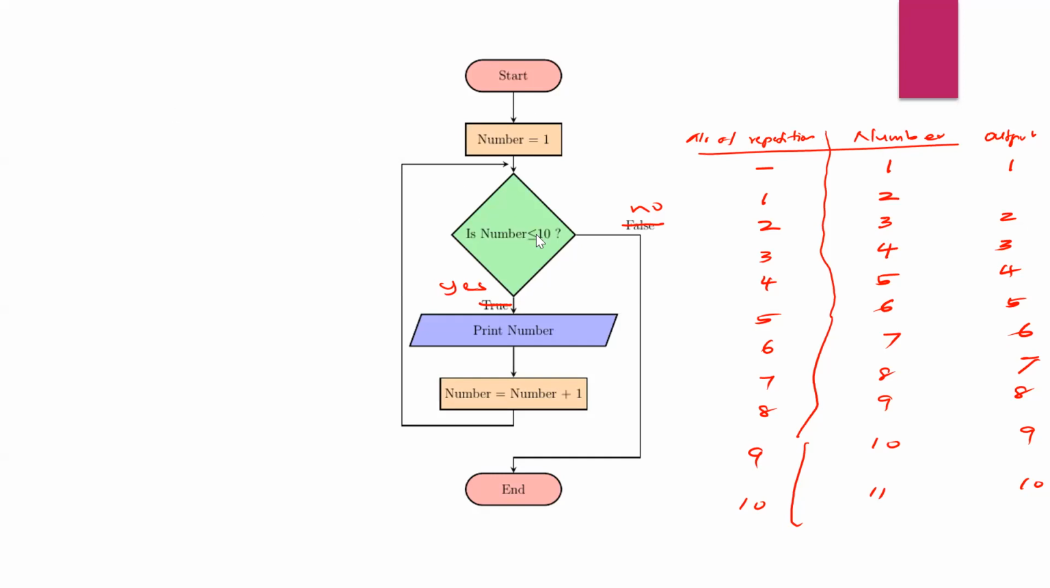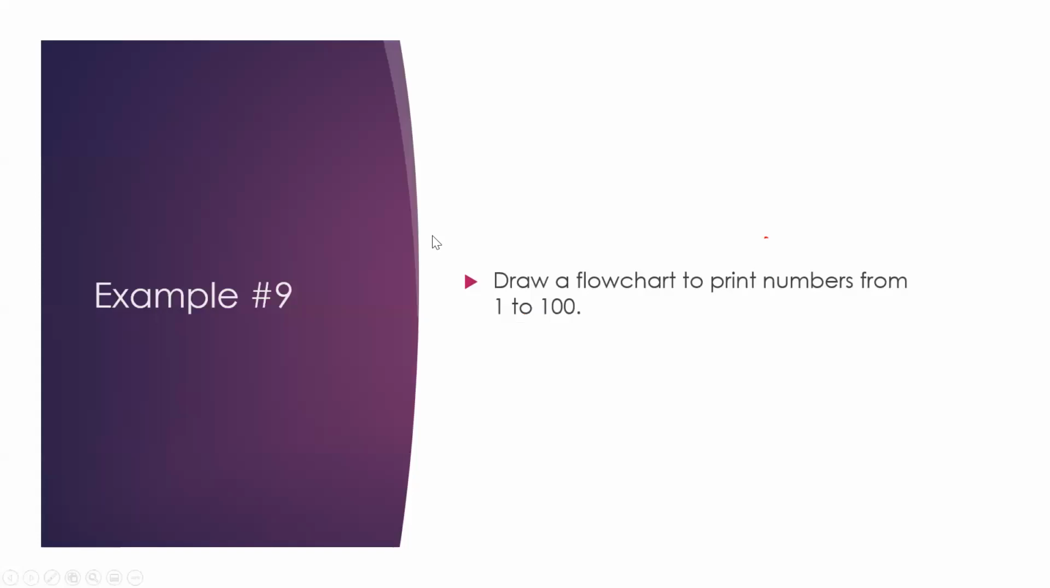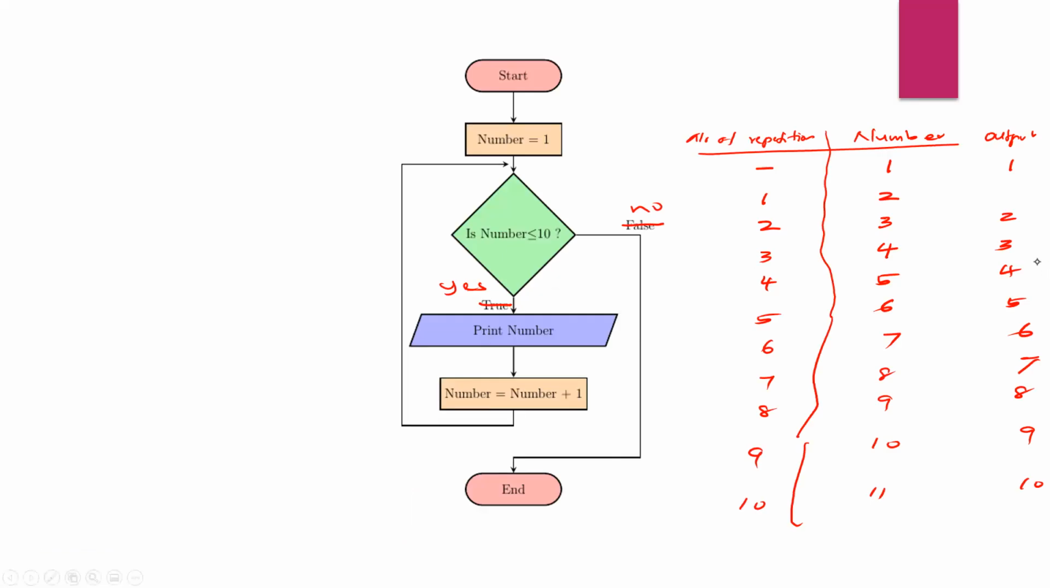Yes, we can make it 100, that's all. Yes, now what happened with this change? This flow chart is printing numbers from 1 to 100.